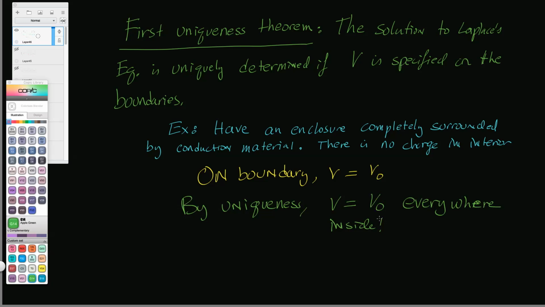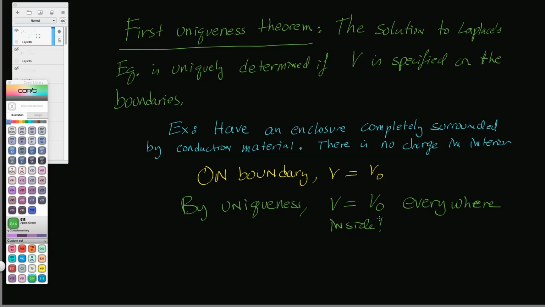Because it's a conductor, it must be an equipotential, whatever that potential might be, right? And because of uniqueness, you can say, well, there's a solution in which everywhere inside, it's also V naught, which would allow for V to be V naught on the boundary, right? That must be the solution, because if I can think of that and it matches the boundary condition, it must be the solution. So it's really interesting, this kind of uniqueness.